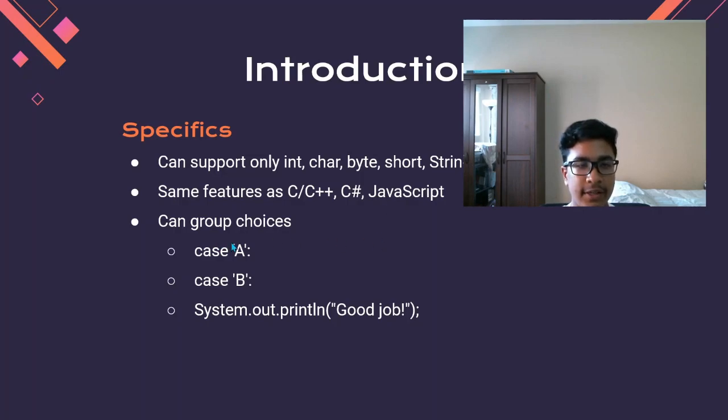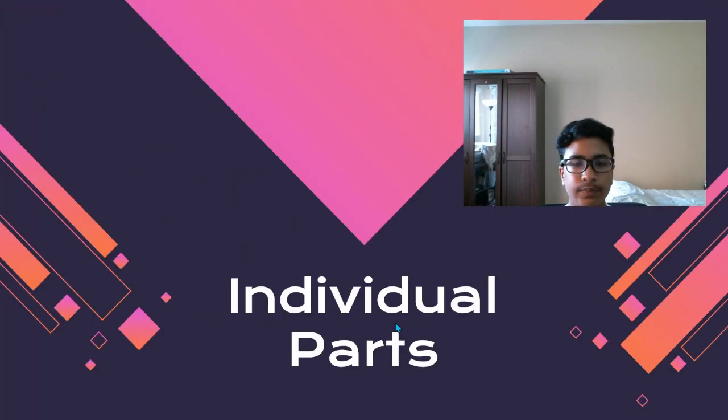Here's essentially how a nested switch looks like. First, we have case A and case B. If the variable evaluates to A or B, it will print out good job. I'll explain more about how this works later.